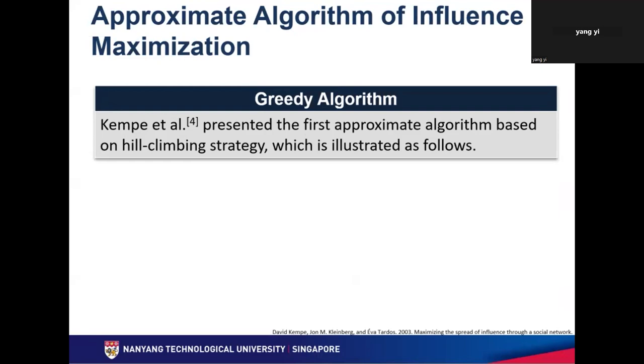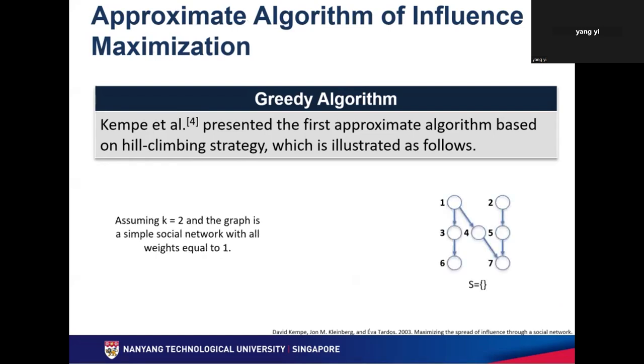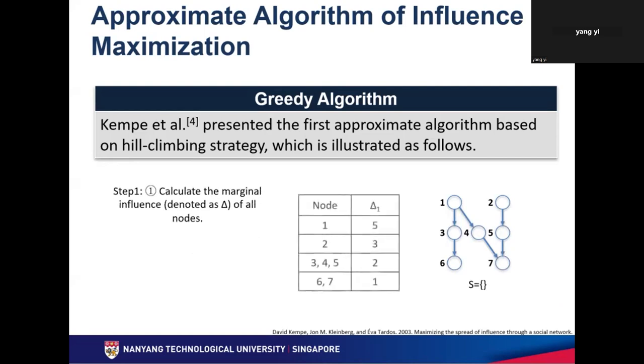Given such a social network, a budget K and the influence function, the most elegant work proposed is probably the greedy algorithm proposed by Kempe about 20 years ago, which first gave a great solution that can provide a result guarantee. The theoretical solution works very simply. Assume we have such a network, and assume we have a budget K equal to 2, and the graph is a simple network. Suppose the weights, the influence probabilities, all equal to 1. Then the greedy algorithm works as follows.